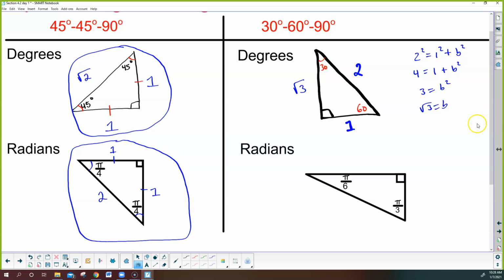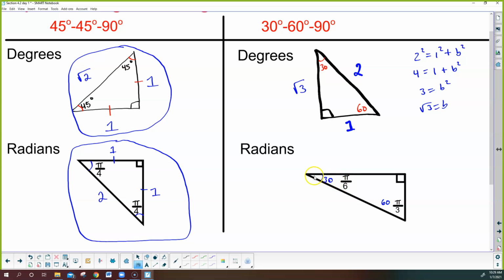And then if we look at the 30-60-90, picture this. If I take pi over 6, a quick conversion for pi over 6 is to replace pi with 180. And 180 divided into 6 equal pieces is 30. So here's my 30-degree angle. And if that's 30, 60, 90, pi divided by 3 is 60. So these are equivalent.